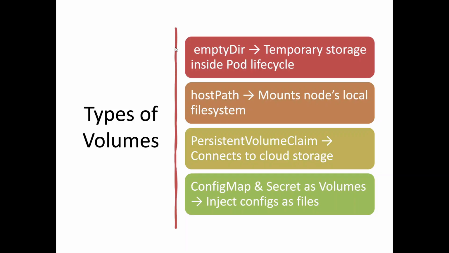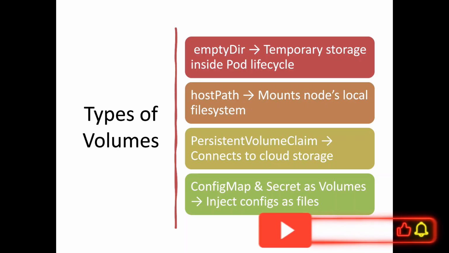So there are different types of volume. For example, emptyDir. emptyDir is a temporary storage that lasts only as long as the pod runs. Then we have the hostPath. This mounts a file or directory to the node's file system itself.